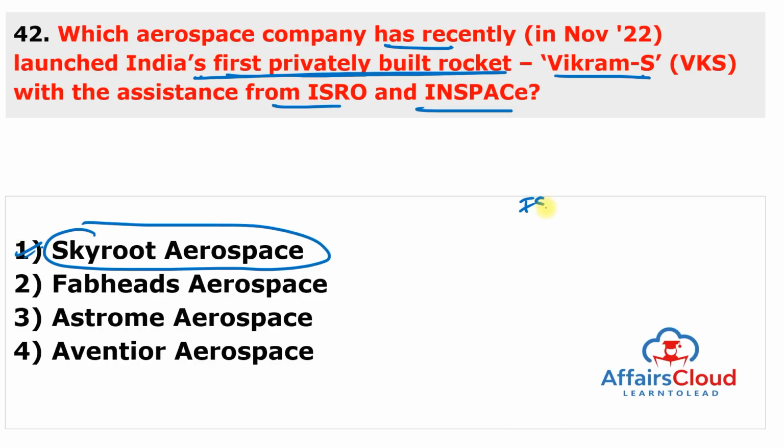So, ISRO launched India's first privately built rocket known as Vikram S or VKS, a suborbital launch vehicle, from the Satish Dhawan Space Centre in Sriharikota, Andhra Pradesh. And Skyroot Aerospace, which is a startup based in Hyderabad, Telangana, developed this Vikram S rocket and the Prarambh mission with assistance from ISRO and the Indian National Space Promotion and Authorization Centre, which is known as InSpace.